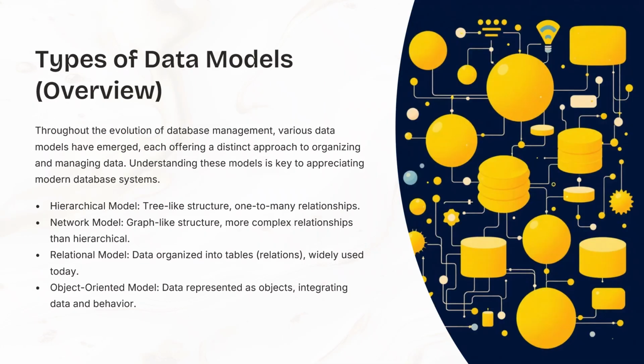Types of data models. Hierarchical model: a tree-like structure with one-to-many relationships. Network model: a graph-like structure with more complex relationships than hierarchical. Relational model: data is organized in tables, or relations, and is widely used today. Object-oriented model: data is represented as objects, integrating data and behavior.